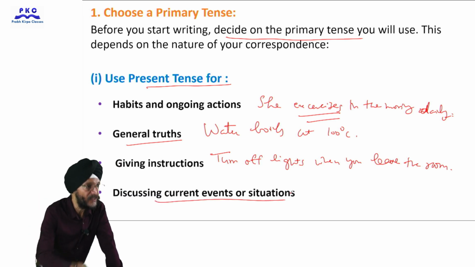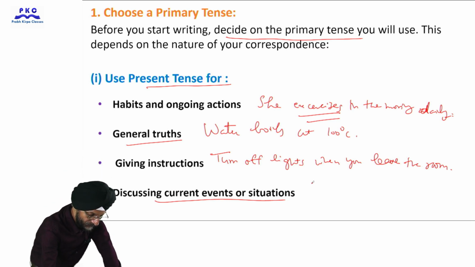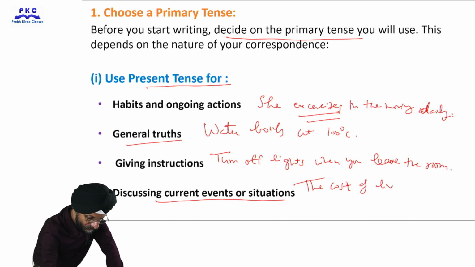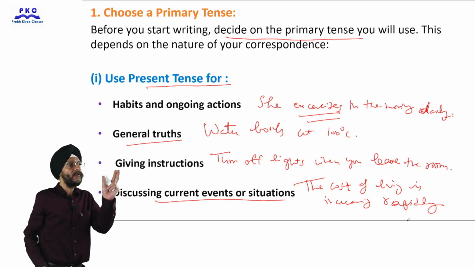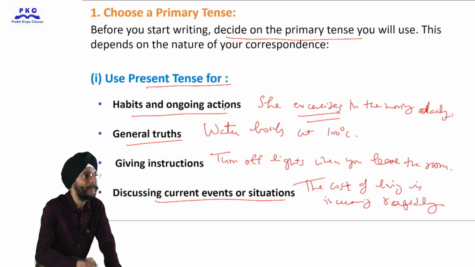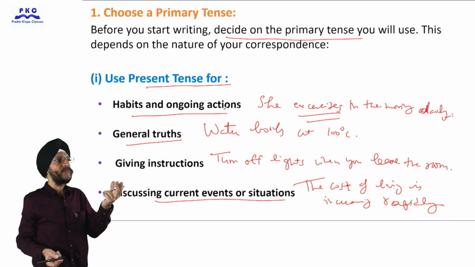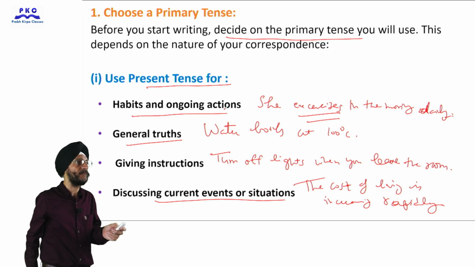When we are to discuss current events or current situations, then again we are to use present tense. The cost of living is increasing rapidly. So we have to use present tense if we are to write about habits, ongoing actions, general truths, giving instructions, or discussing current events or situations.